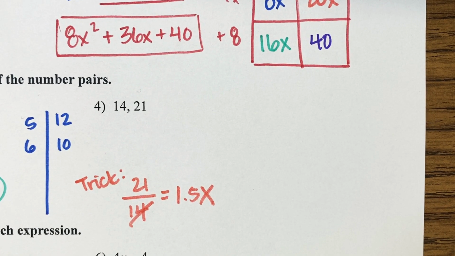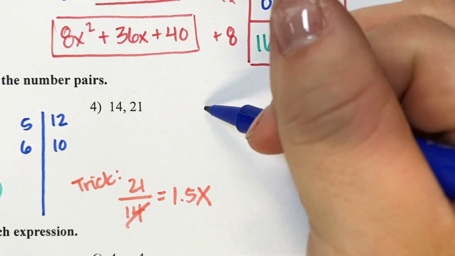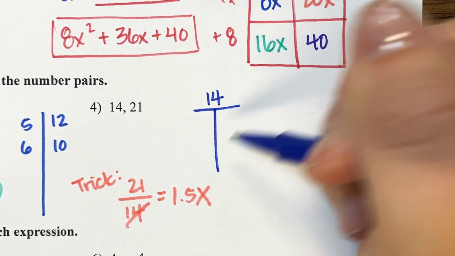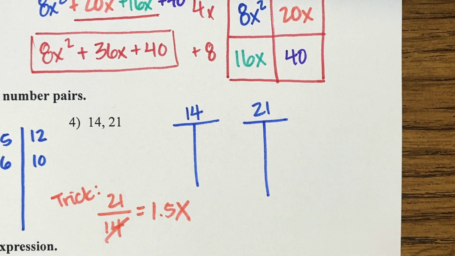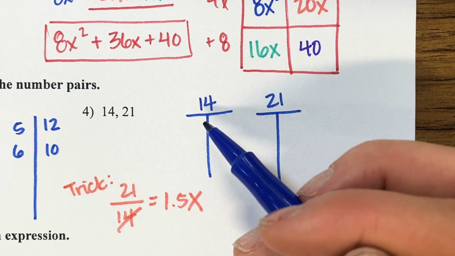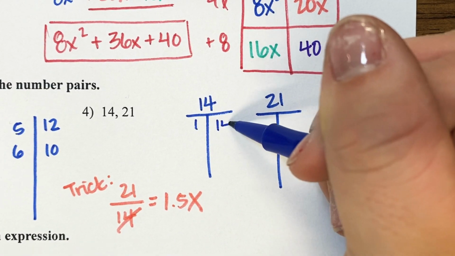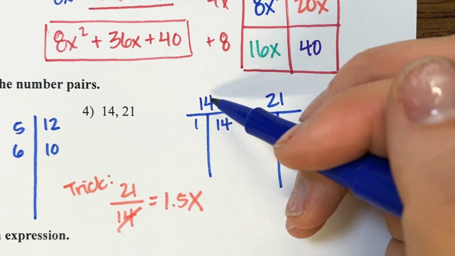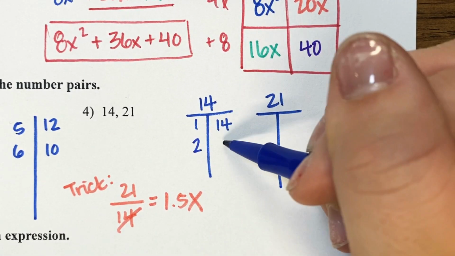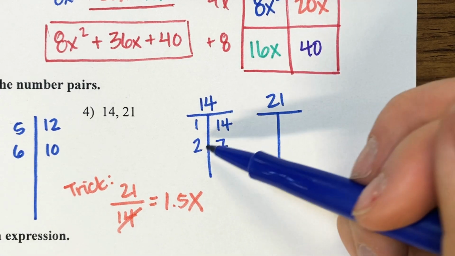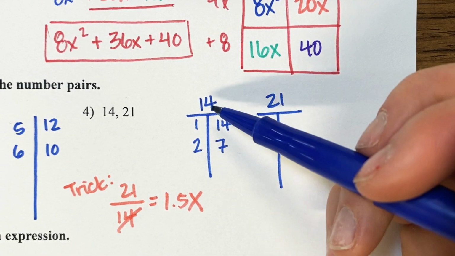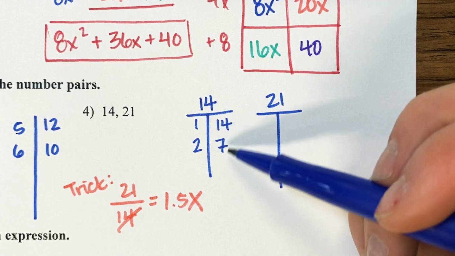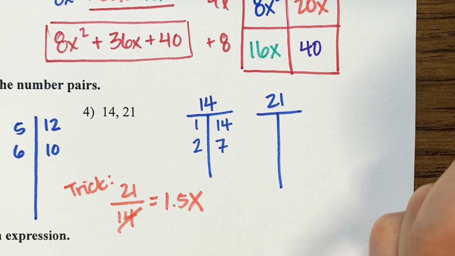That's okay. So let's make a factor list for 14 and for 21. So I know that for 14, 1 times 14, it's even, so 2 times 7. 3 doesn't go into 14, 4 doesn't, 5 doesn't, 6 doesn't, 7 does. We already have it, so we're done.